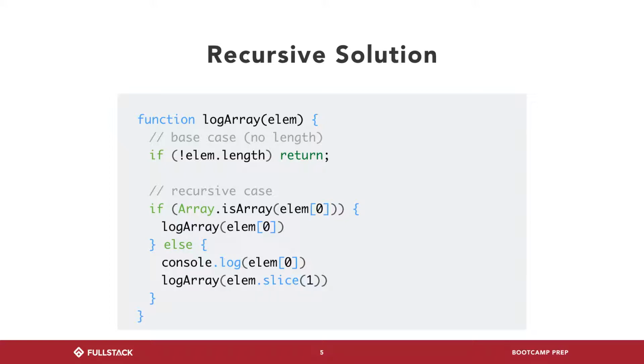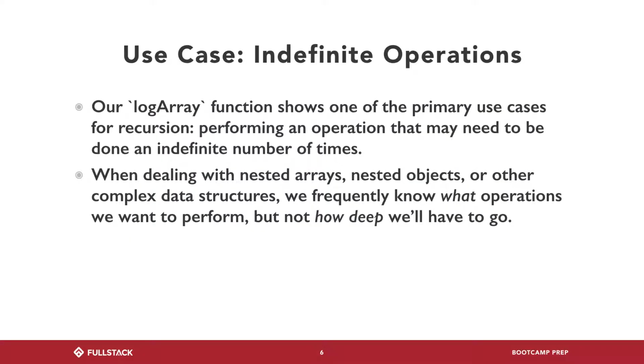This is an example of code you would use if you want to log every single element in an array, but you don't know how many levels of nesting there are. What you're saying is, if this thing has no length, then you stop. Otherwise, if the thing is an array, you call it again. And if it's not an array, you just go through and log everything. Read through it when you're more fresh. But that's essentially what it's doing: it does something over and over again until it reaches a finite state.